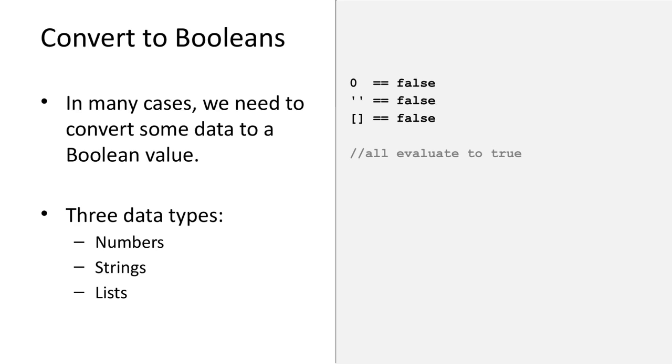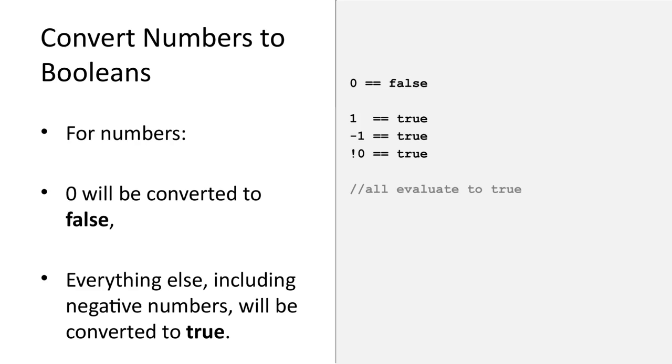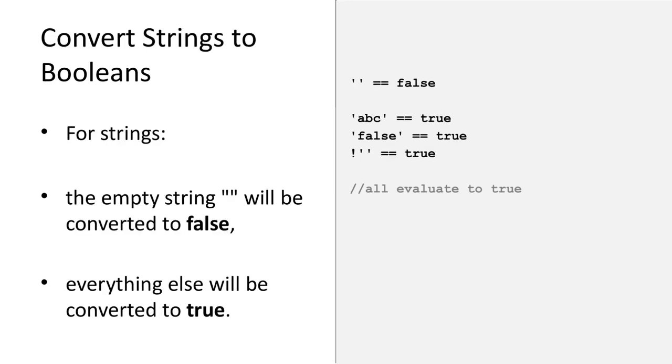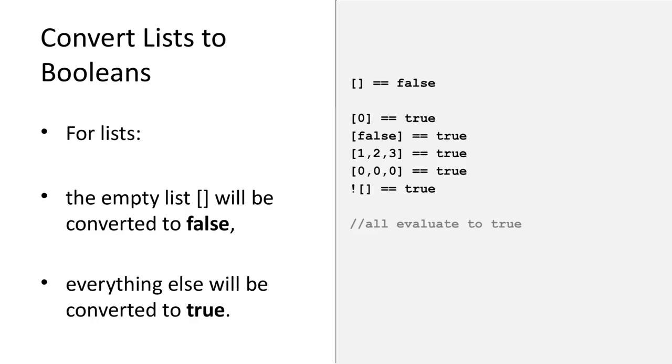Another common requirement when coding is to convert non-Boolean values to Booleans. This is commonly used when writing conditional statements, which we will look at later. For numbers, 0 becomes false. Everything else becomes true. For strings, the empty string becomes false. Everything else becomes true. For lists, the empty list becomes false. Everything else becomes true.